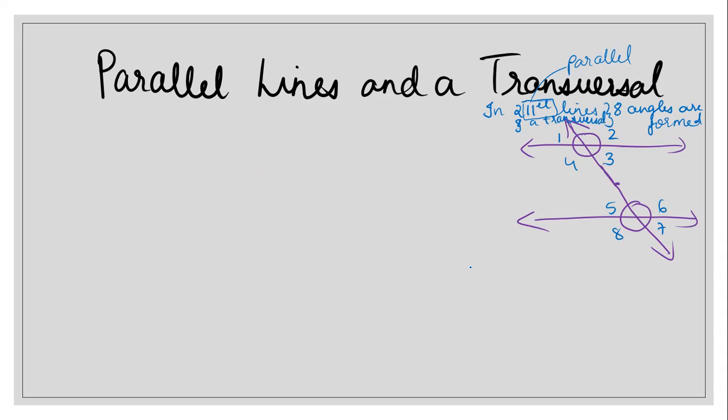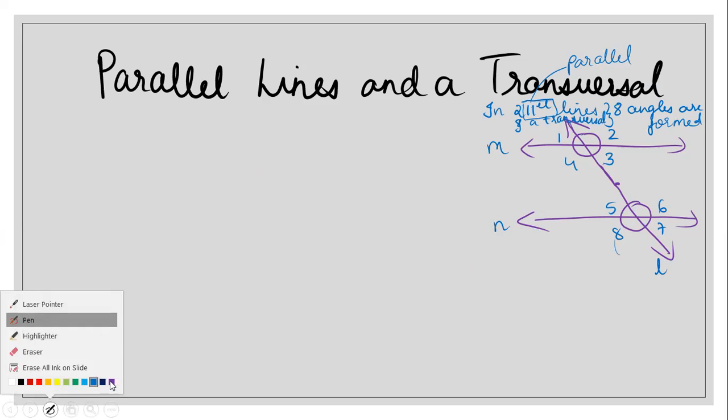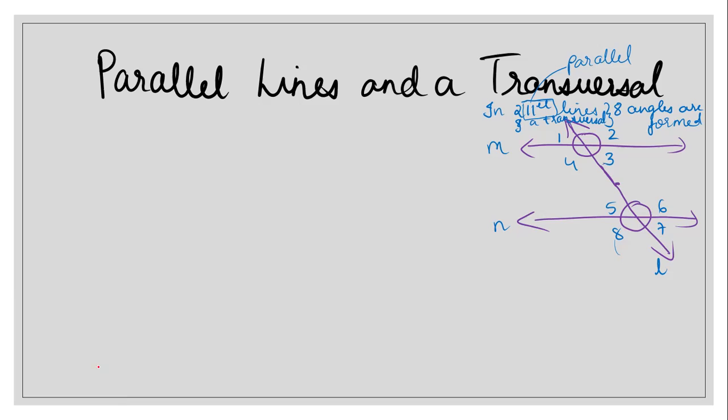Now we shall be studying the different types of angles that are formed with respect to parallel lines and a transversal. Let's take this transversal to be transversal L, and these two parallel lines to be M and N. Let's see the different types of angles. Are you all excited? Even if you aren't excited, get ready because we're going to dive into a deep concept.